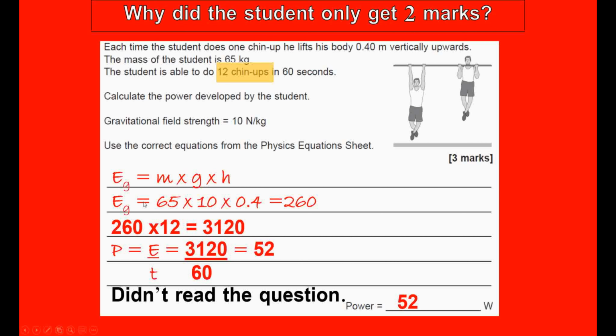So we've got the correct energy transferred for a single chin-up, which is 260 joules, but the student's done 12 of these chin-ups, so we need to times that by 12 to get the total energy, which is 3,120 joules. Then to calculate the power, we do energy divided by time. 3,120 divided by 60 gives me 52 watts. So we need to be careful that we're using the information in the question. The student didn't read the question properly.